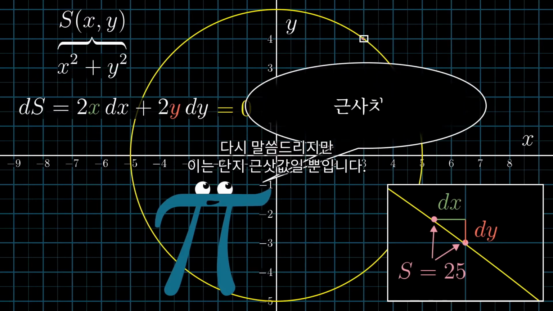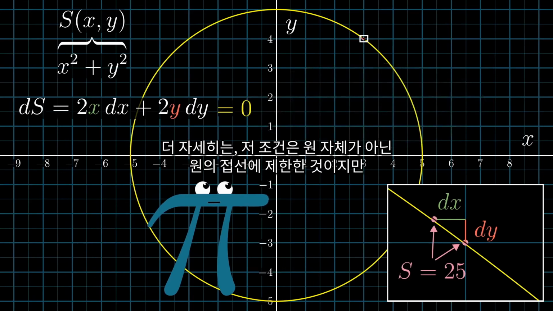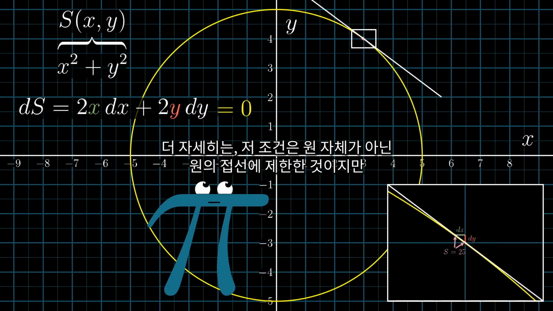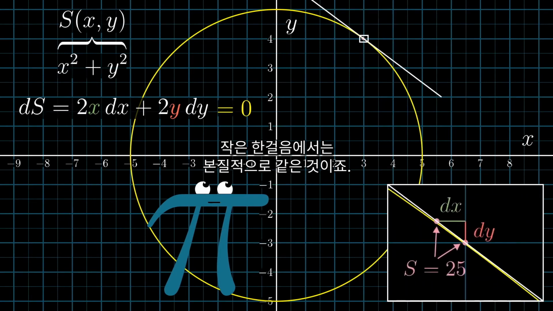Again, this is only an approximation. Speaking more precisely, that condition is what keeps you on the tangent line of the circle, not the circle itself. But for tiny enough steps, those are essentially the same thing.